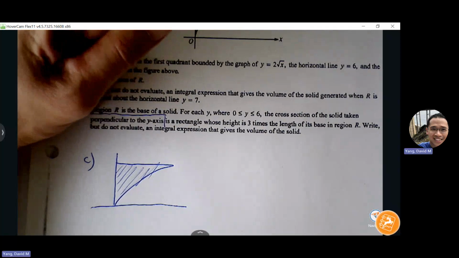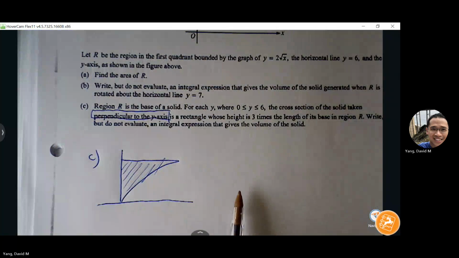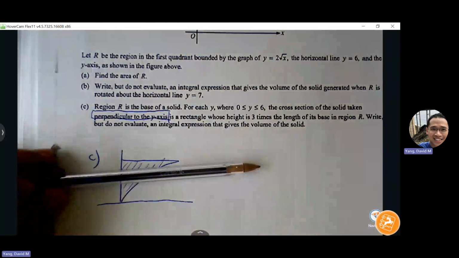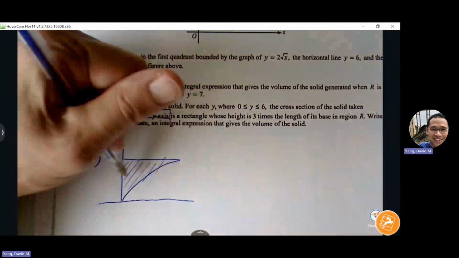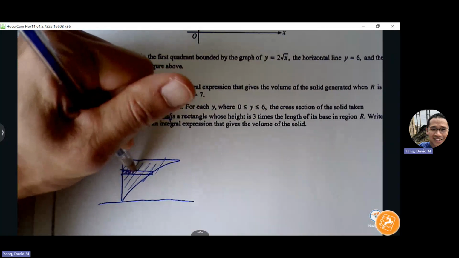Okay, part C, perpendicular to the y-axis. Which direction is that? Horizontal, right? So if you have a horizontal base, you got to make some adjustments, right? Our equations are probably not in the correct form.